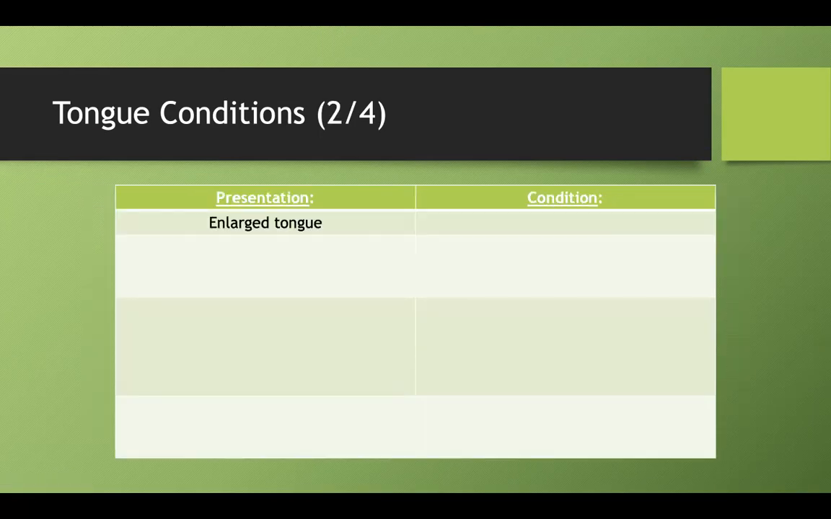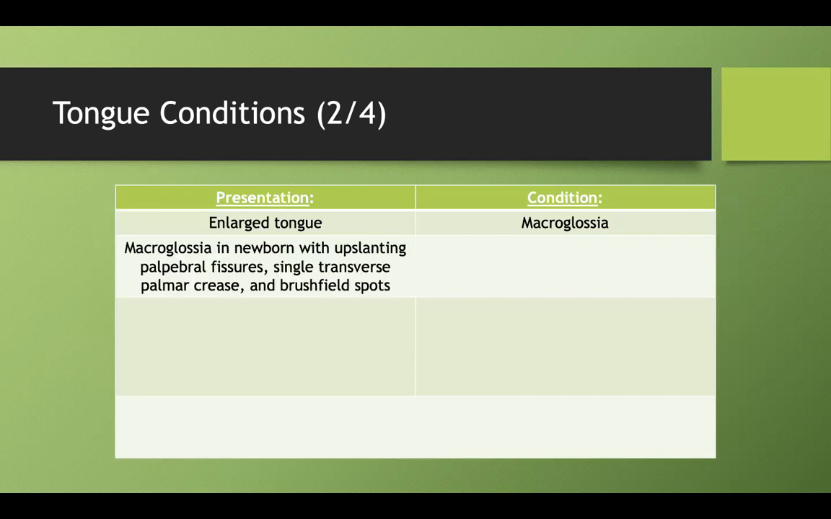What's an enlarged tongue called? Again, not a trick question. That's referred to as macroglossia. Let's go over some conditions, especially childhood disorders that also have macroglossia. Which syndrome is it when you have macroglossia in a newborn with upslanting palpebral fissures, a single transverse palmar crease, and Brushfield spots? That's Down syndrome.